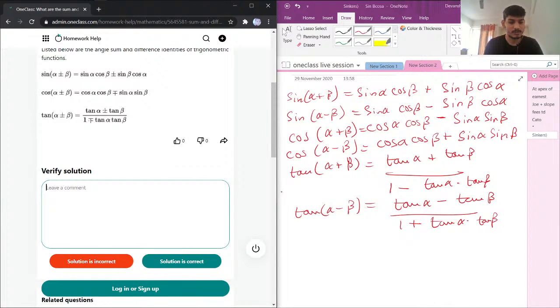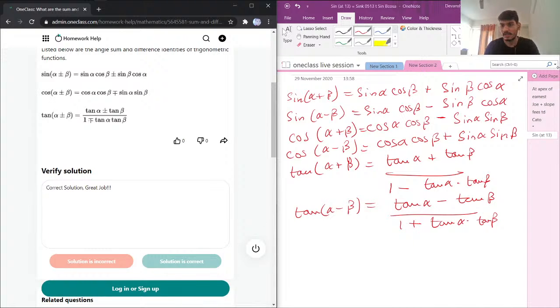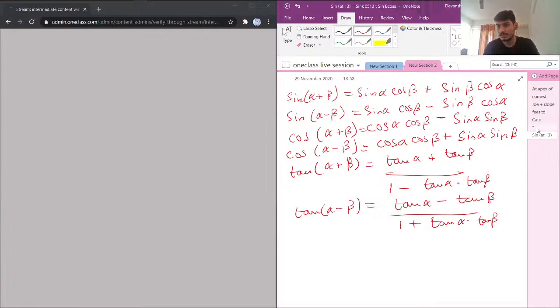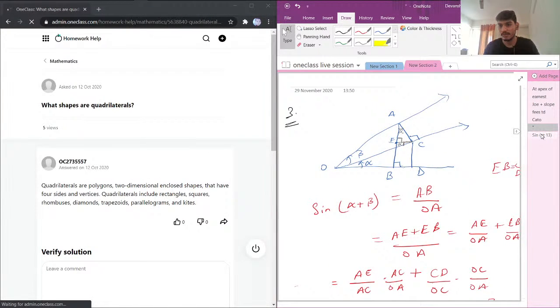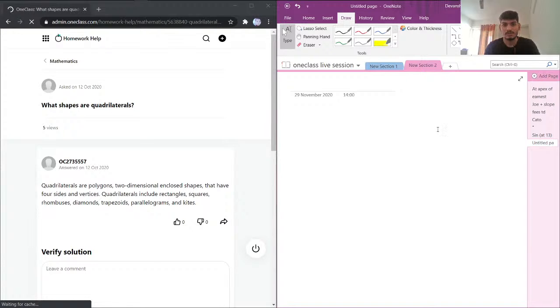So correct solution, correct solution. Great job. Solution is correct. This question was question number 3, I think. Yeah, so we'll have question number 4.